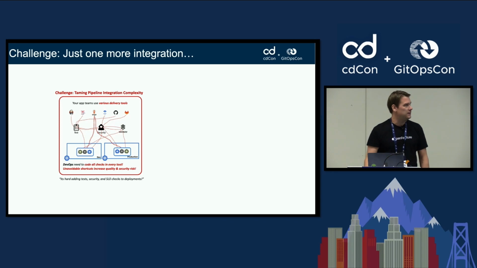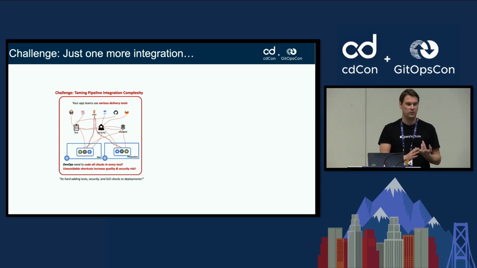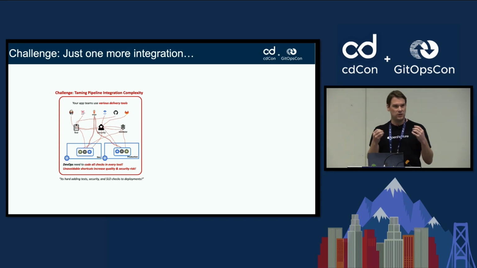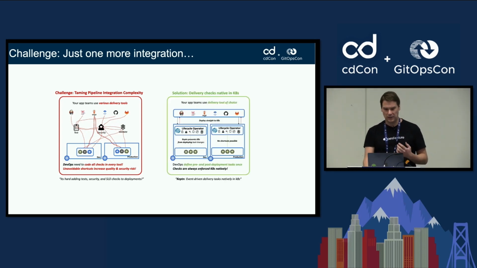And the third one is this idea of point-to-point integrations and trying to solve that problem. So you've got test tools, you've got security tools, you've got your SLO validations. Am I allowed to deploy? Is the infrastructure healthy enough? And all of these, you have to maintain them. And Keptn is trying to solve that with the concept of Keptn tasks.